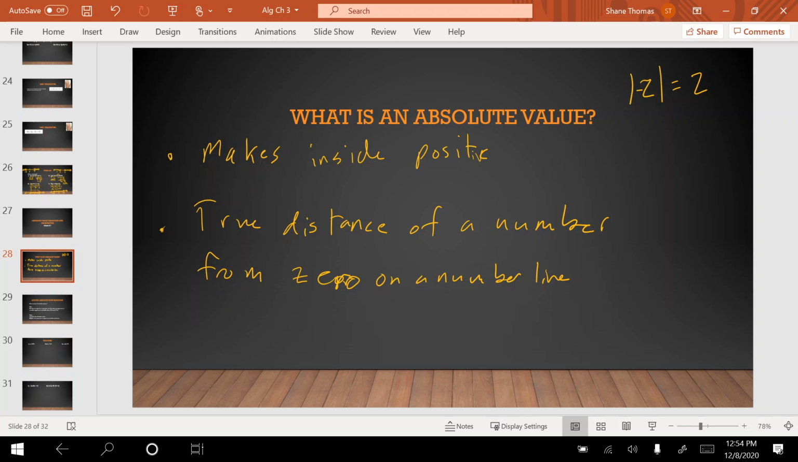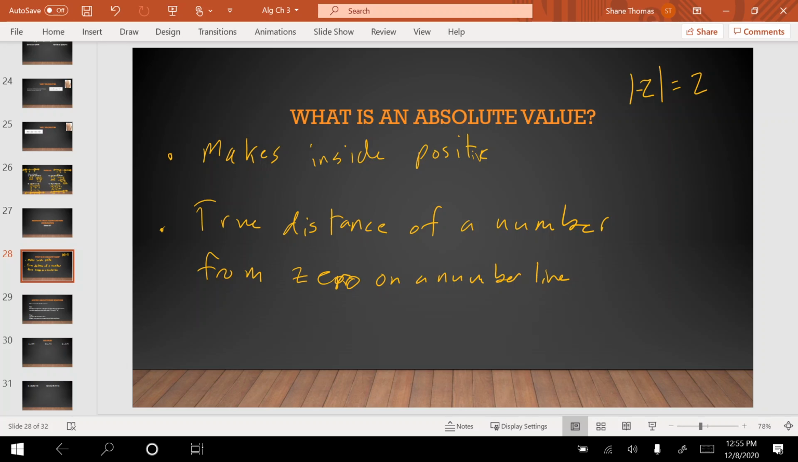All right? Because there's things in this world that can never be negative. Distance is one of them. Okay? So I always like to use this example. So I'm going to stand right here. Okay? I'm going to go 1, 2, 3, 4, 5 blocks.